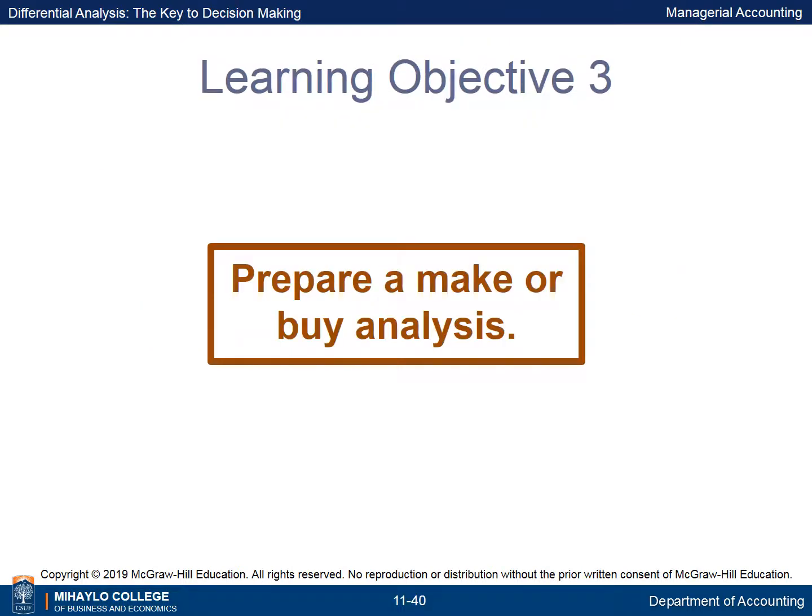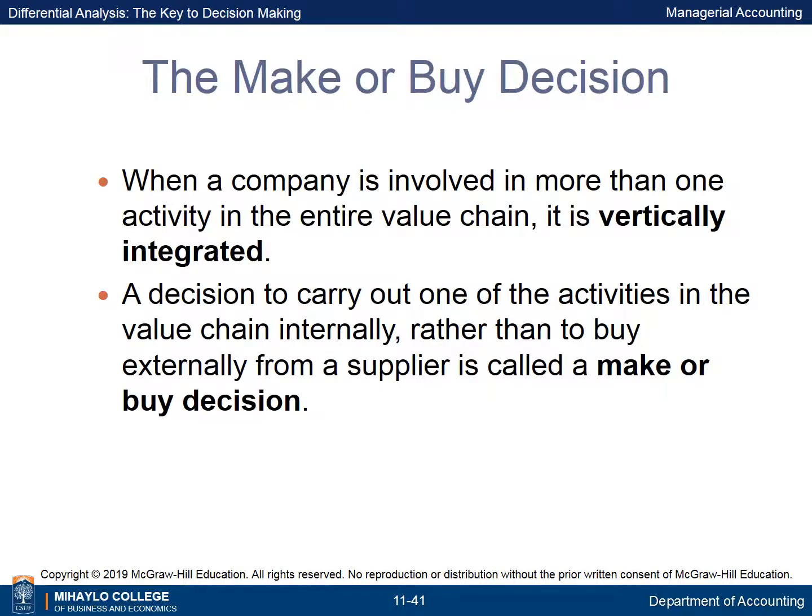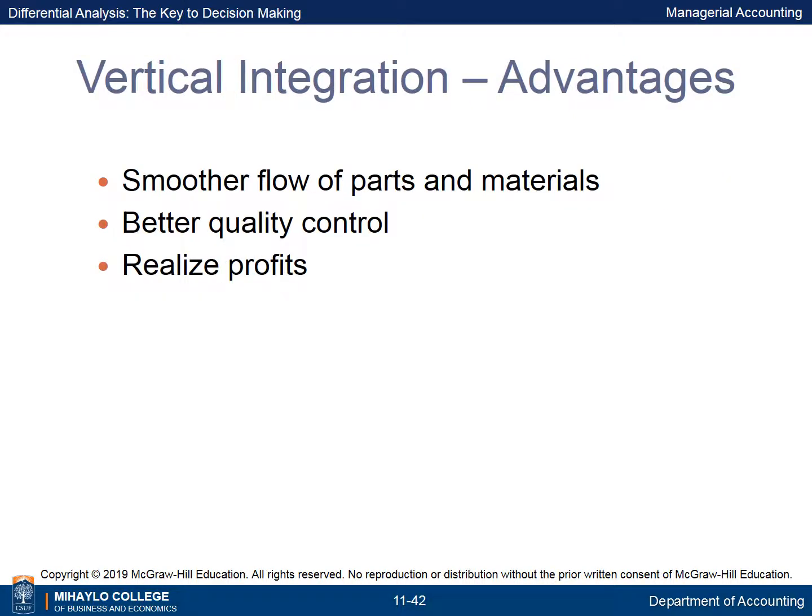Learning Objective 3 is to prepare a make or buy analysis. When a company is involved in more than one activity in the entire value chain, it is vertically integrated. A decision to carry out one of the activities in the value chain internally, rather than to buy externally from a supplier, is called a make or buy decision. Vertical integration has the advantages of a smoother flow of parts and materials, better quality control, and profits from components made internally.